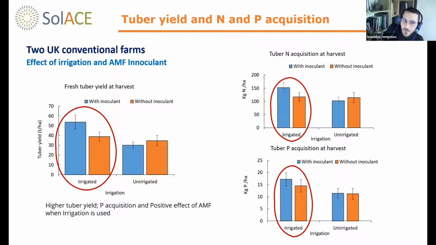And this is something quite interesting. So we wanted to see if this is actually consistent for both farms, and if there is also a considerable variation between mycorrhizae inoculation and the genotypes that the farmers used.